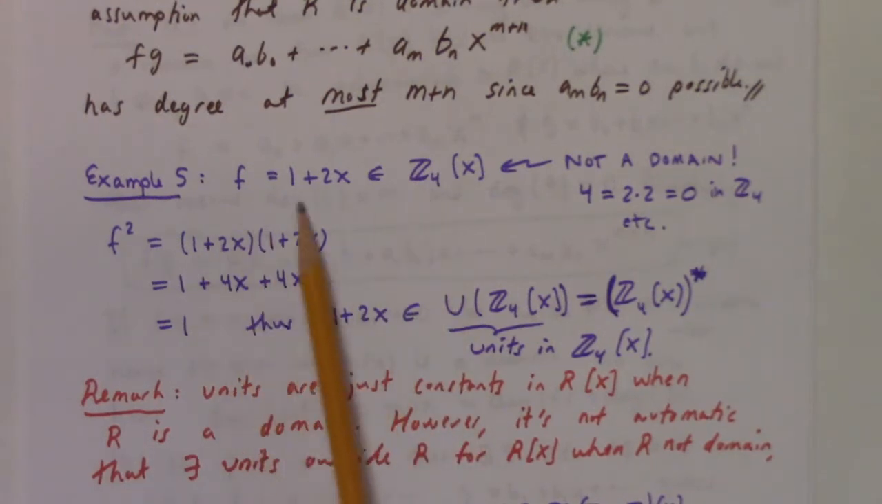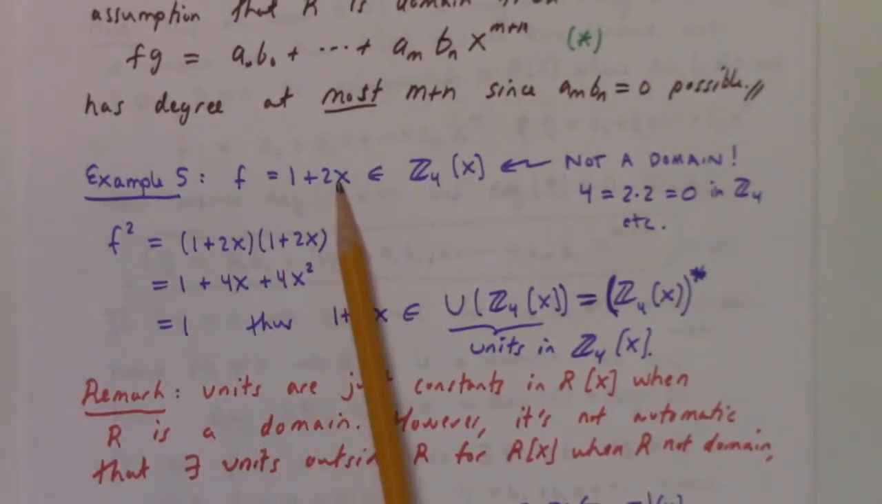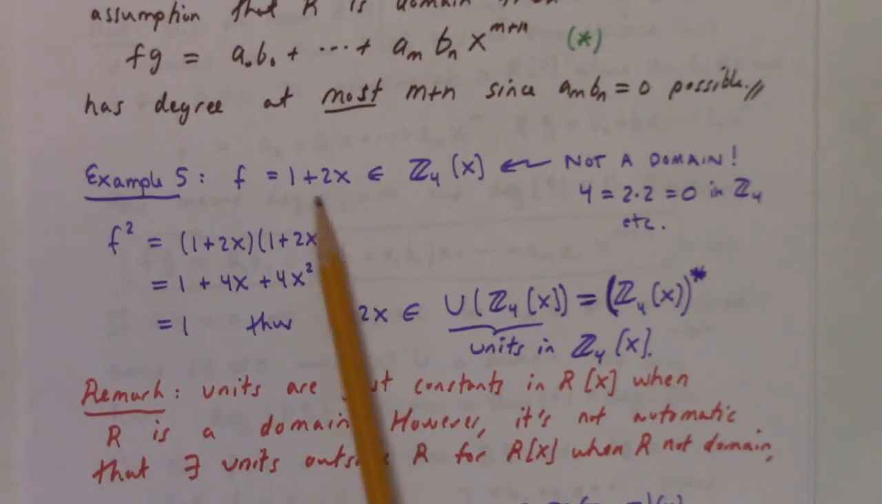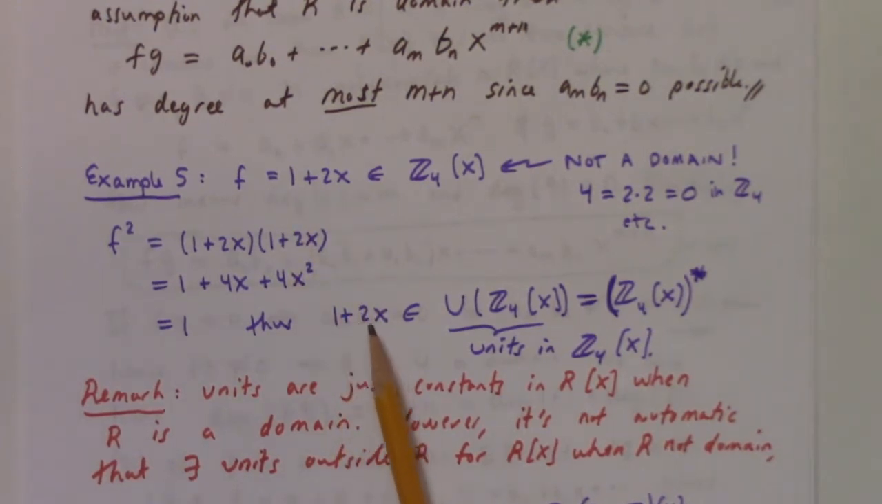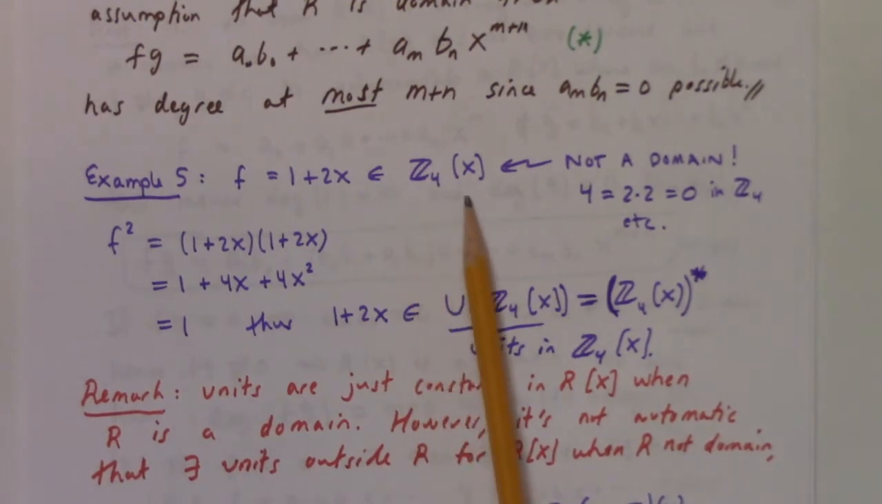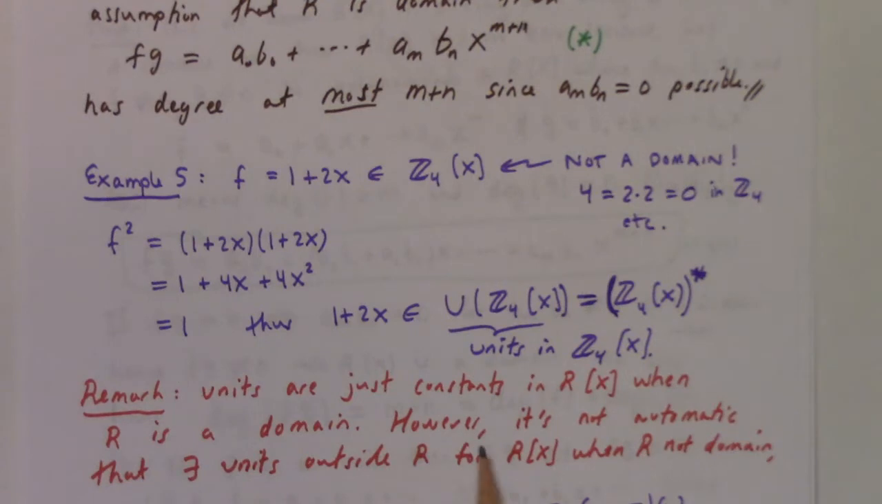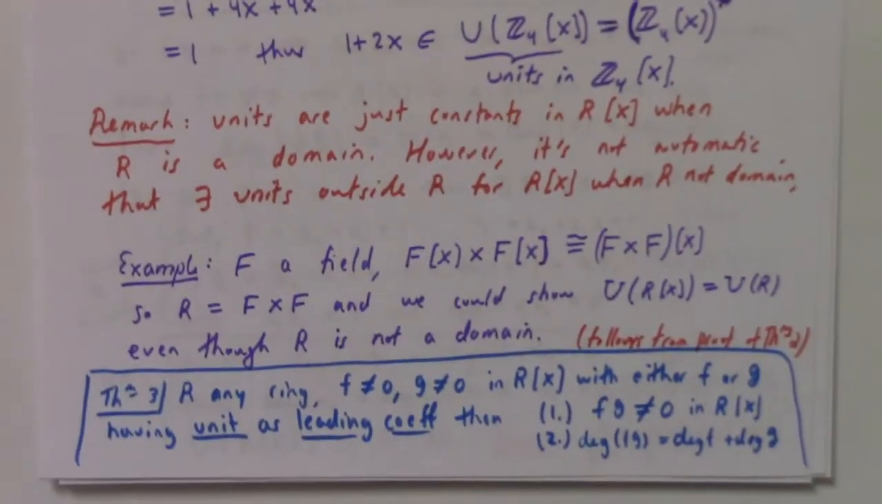And yet f is certainly not constant. So when we're outside the context of a domain, we can have units which are not constants, which is kind of neat. But that's not automatic. His next comment Nicholson makes is that it's not automatic. You can have units, it could be that the only units for something not a domain are still just in the underlying ring. I think that's the point of his next example.